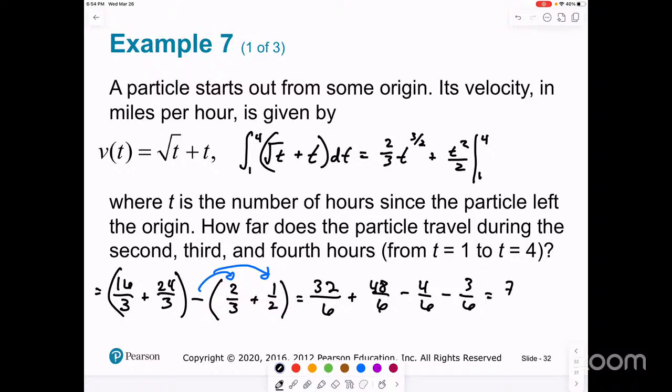12 times 6 will be 72, and 1 over 6 miles. How far? 12 and 1/6 miles.